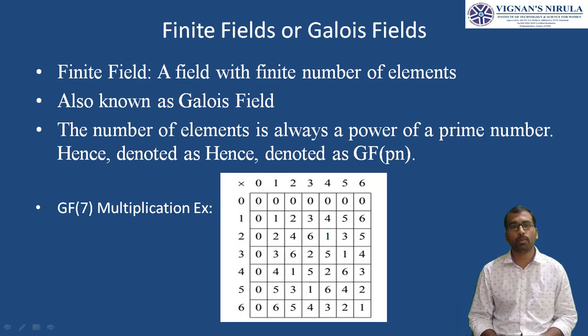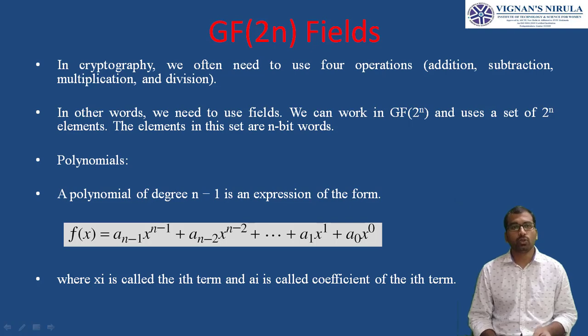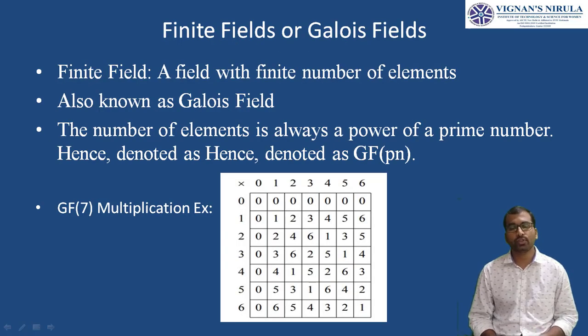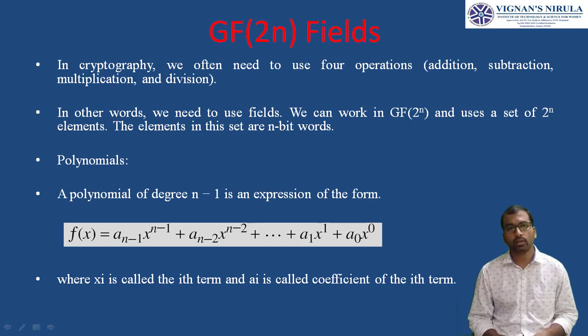The next one is polynomial arithmetic. In cryptography, we often need to use four operations, that is addition, subtraction, multiplication and division. In other words, we need to use fields. So we can work in GF(2^n), a Galois field, which uses a set of 2^n elements. The elements in this set are n-bit words.